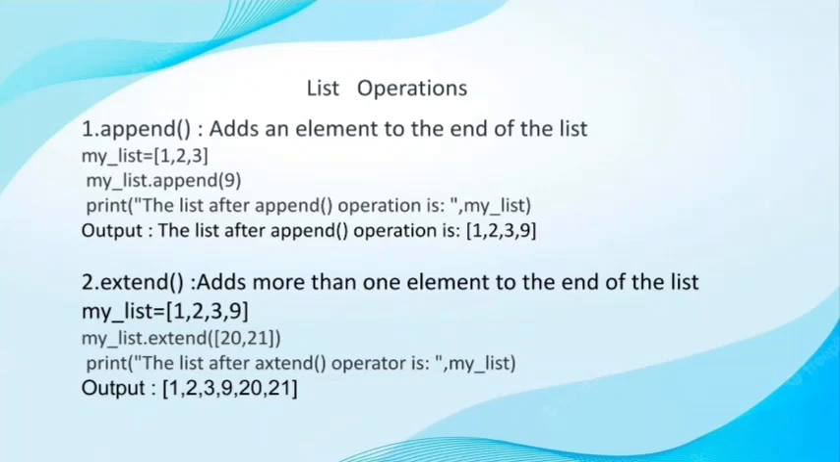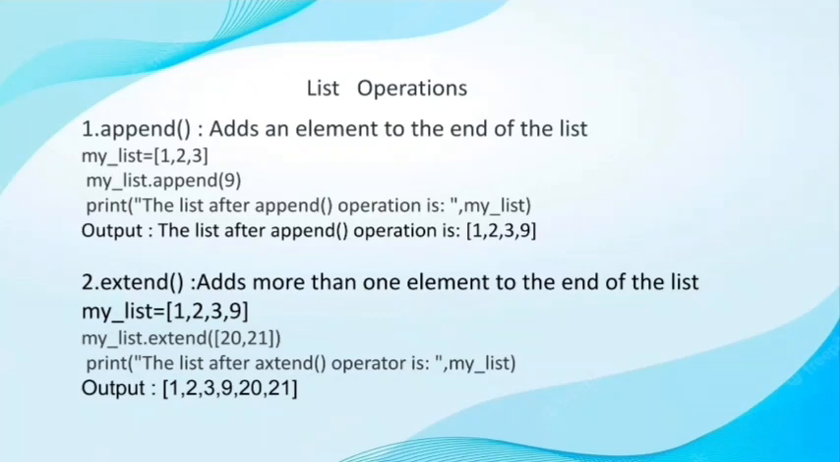For this, the syntax is list name dot append braces. We can write whatever element we want to append in the list. Now by printing this, we get the output as the list 1, 2, 3 and 9. 9 is the element which we have appended into the list.